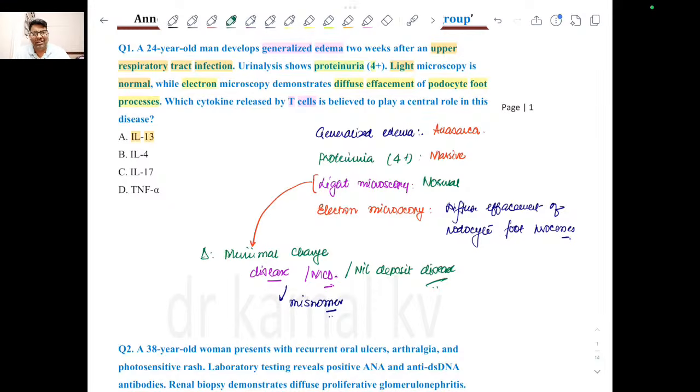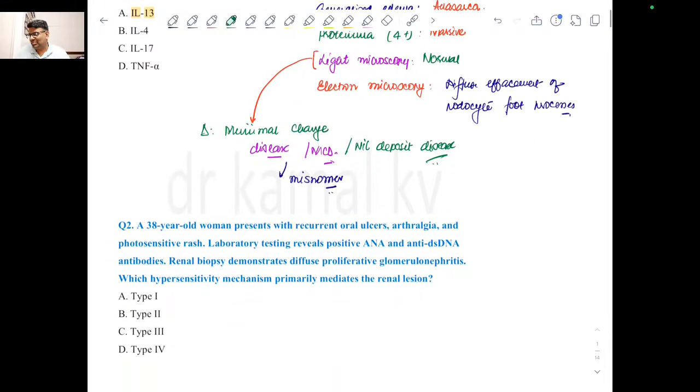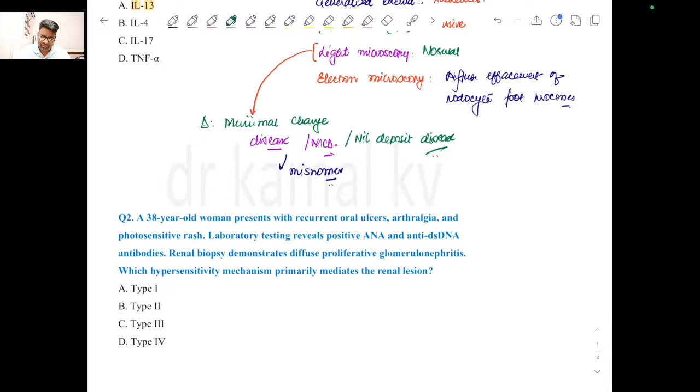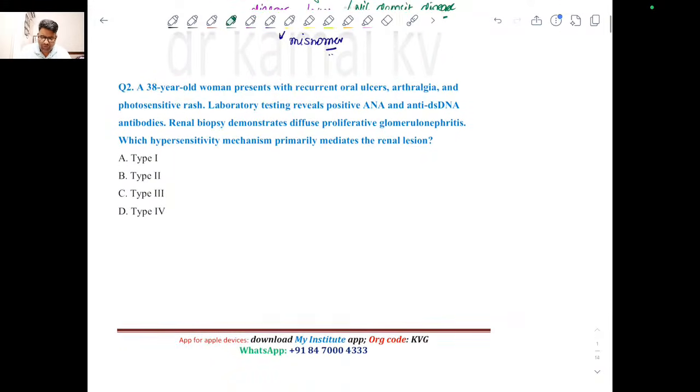So again, minimal change disease is a very hot favorite for exam setters. In one way or another, they are definitely going to include a question from this topic. So please don't make any mistake, try to read it as much as possible. This question was slightly out of the box. Moving forward to one good question, and I think most of you can answer it very easily.